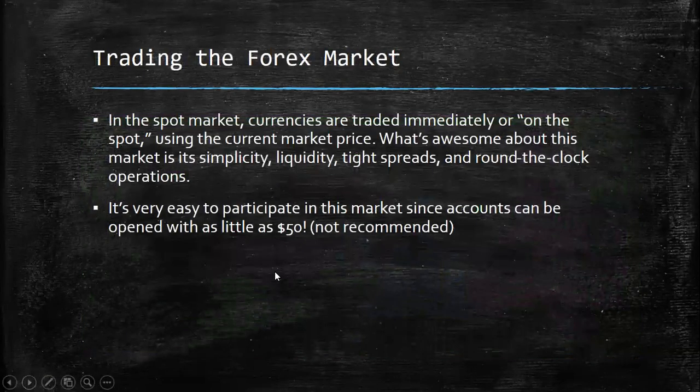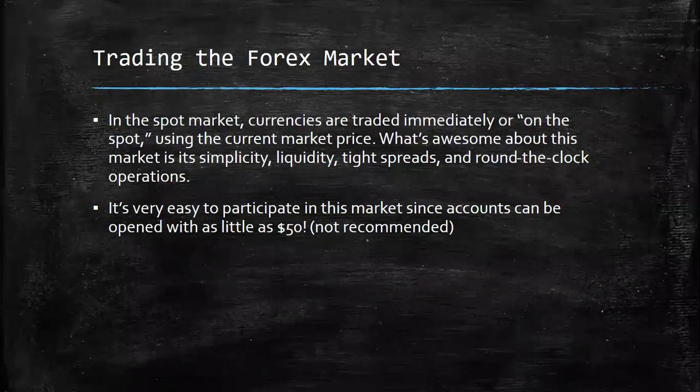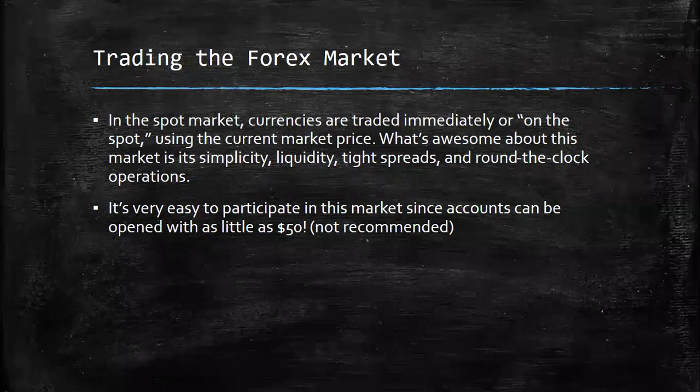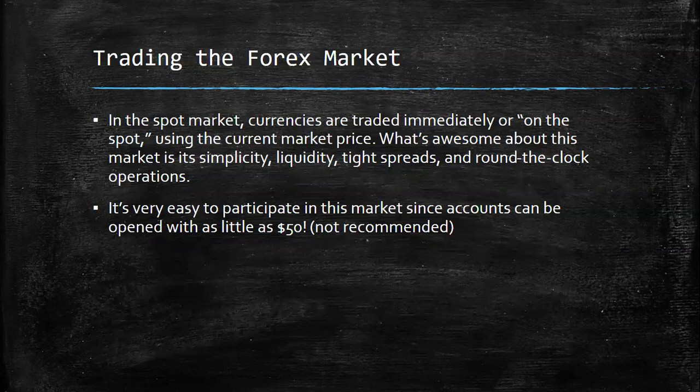All right, now in the spot market, currencies are traded immediately or on the spot using the current market price. What's awesome about this market is its simplicity, liquidity, tight spreads, and around-the-clock operations. Basically, when this market's open on Sunday, 5 p.m. Eastern Standard Time, you're able to trade 24 hours a day, all the way till Friday, 5 o'clock. Okay. And then, of course, it's very easy to participate in this market since accounts can be opened with as little as $50. It's not recommended as a new trader, actually. It's recommended you open up a demo account to practice, and then, you know, you can start with a couple hundred dollars on your first account.